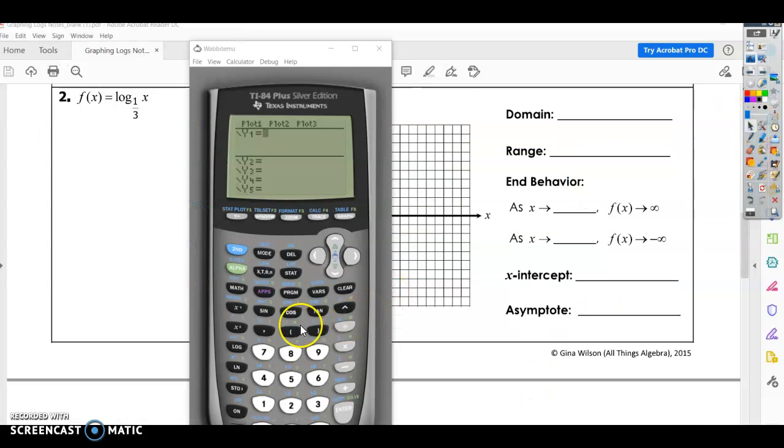All right, for number 2, we've got the logarithm of base 1/3 of x. So again, I'm going to go to Math, and I'm going to scroll up till I find my log base button. And I'm going to type in 1/3 by doing 1 divided by 3. And then I'm going to come over and put an x in.